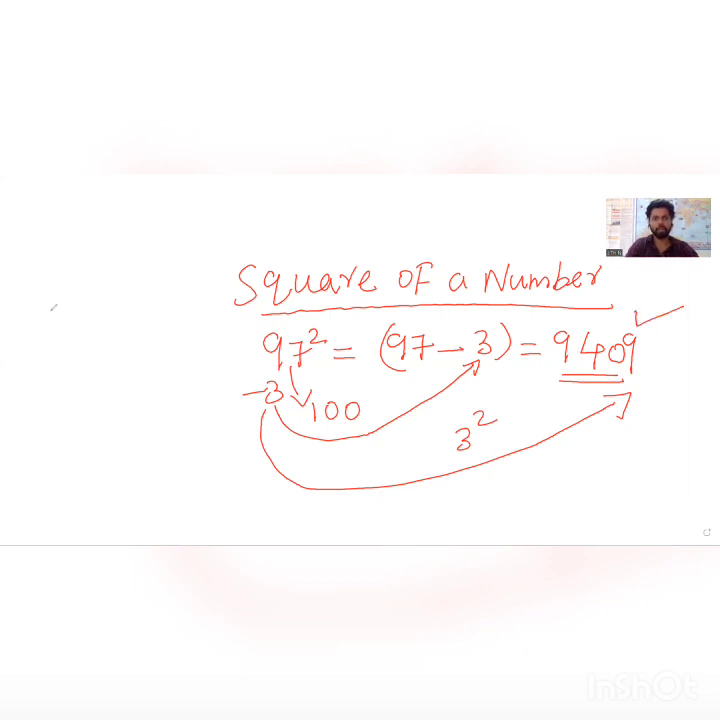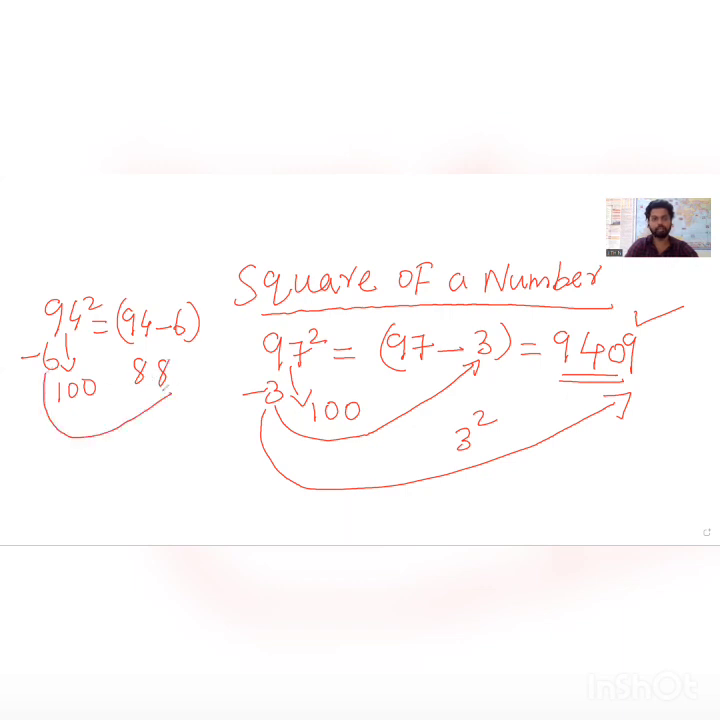We can take another example, that is 94. So 94 square, same method, take 100 as base. 94 is less than 100. How much less? 6 less than 100. So our first step is write the number 94 itself. Then we need to subtract this difference from 94, because the number 94 is less than 100. If it was greater than 100, then we need to add this difference. So 94 minus 6 is 88. So our first 2 digits are 88.